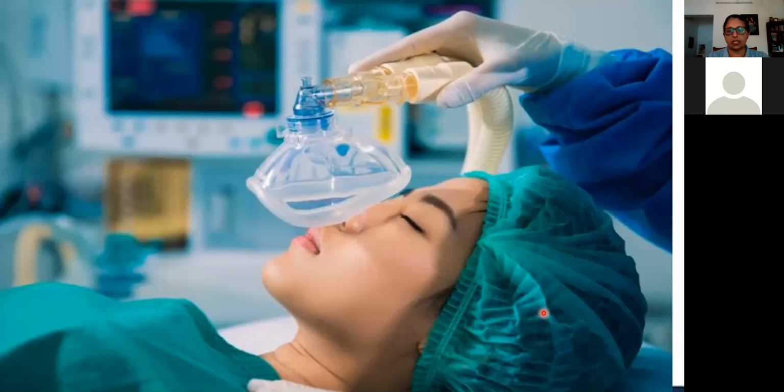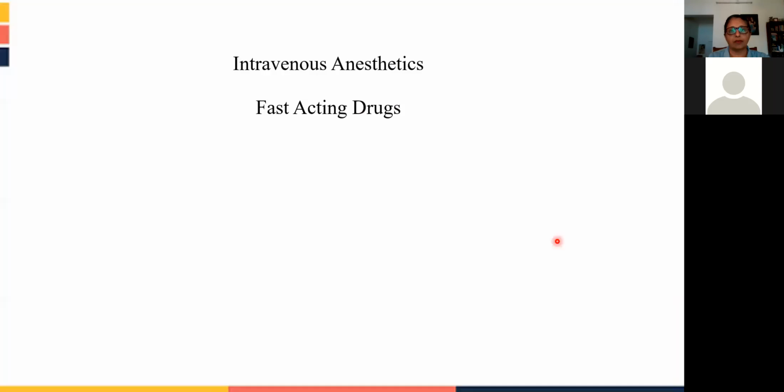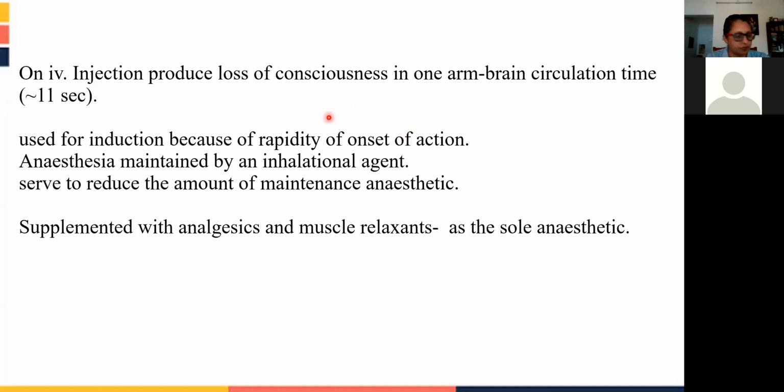So, general anesthetics. Today I'll be taking intravenous anesthetics, which are the fast acting drugs. These intravenous drugs are actually used for induction. Induction means just the starting.